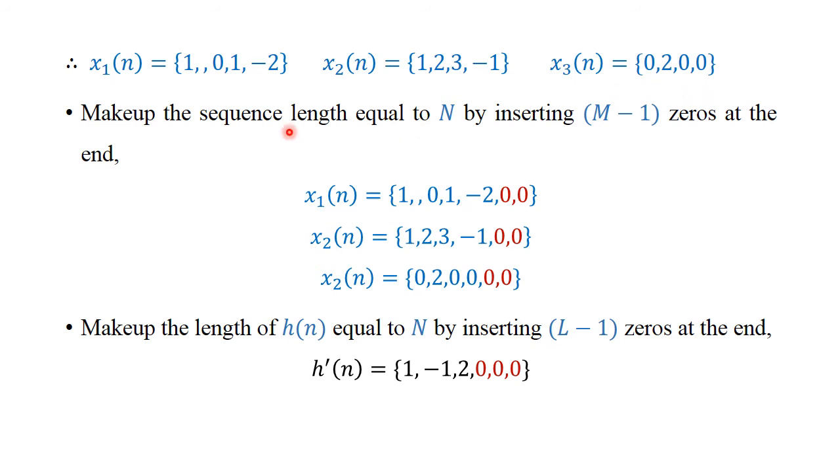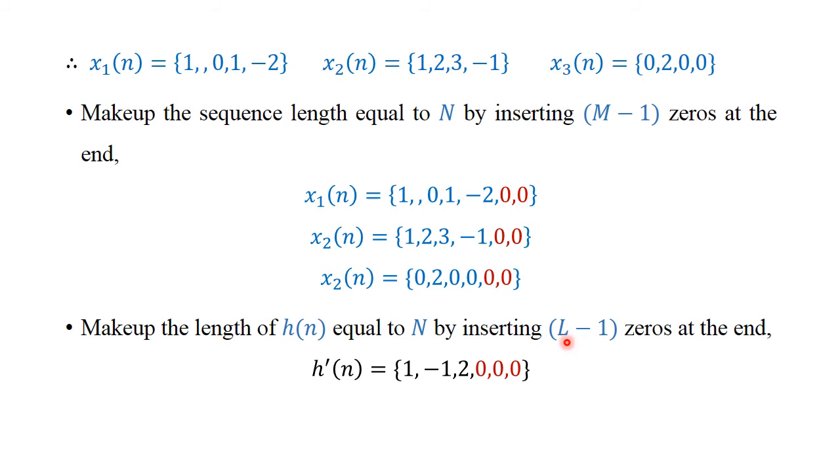Now, make up the sequence length equal to N by inserting M minus 1 zeros at the end. So for x1 of n, we must put M minus 1 zeros, that is, 2 zeros. In each of these sequences, 2 zeros are inserted. Now make up the length of h of n so that it is equal to N by inserting L minus 1 zeros at the end.